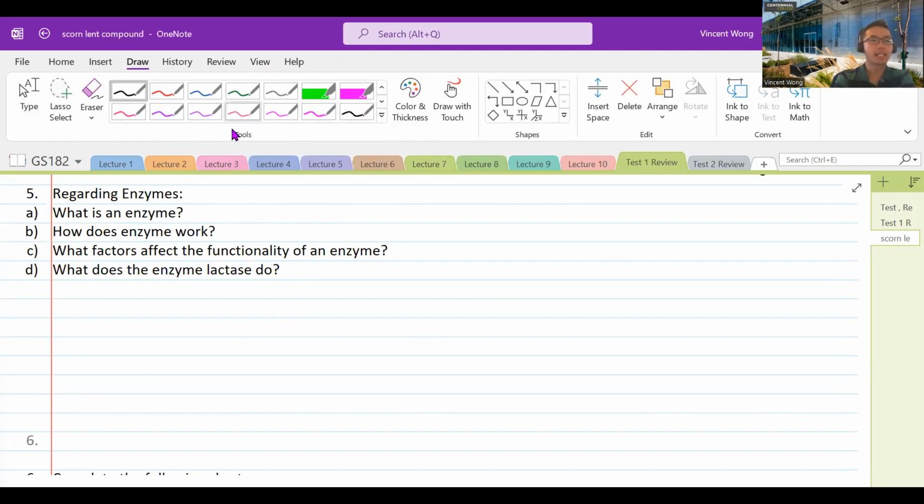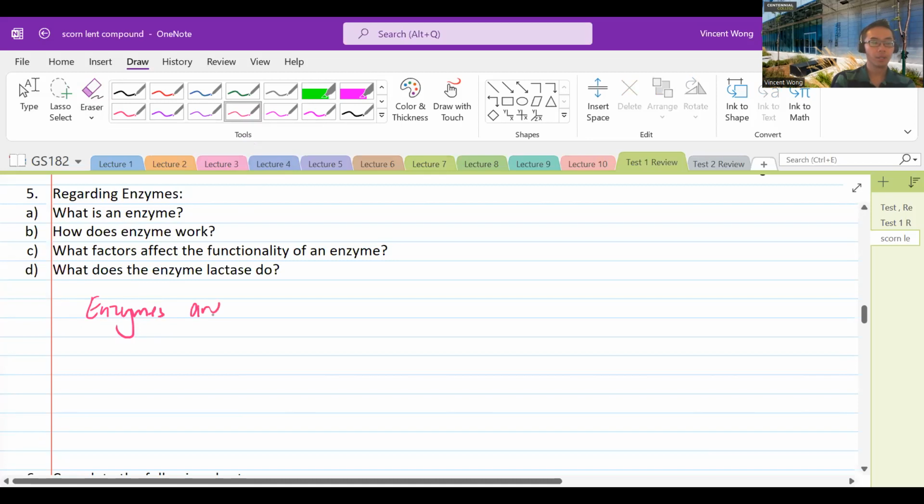So what does an enzyme do? Anyone else want to give it a try? What does an enzyme do? Yeah, it hastens reactions. That's pretty much it. Okay, so enzymes are proteins. They catalyze. Catalyze means speeds up, right? Chemical reactions.